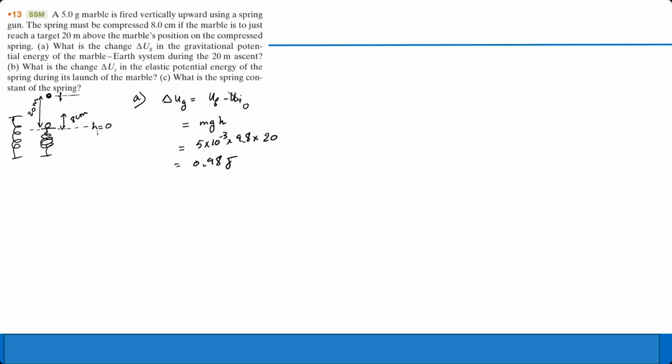In part B, I want the change in the elastic potential energy of the spring during its launch of the marble. So I want delta U elastic, or delta U of the spring. Let's see, I can write this as half k x final squared minus half k x initial squared. But I have one problem, which is that I don't have k.